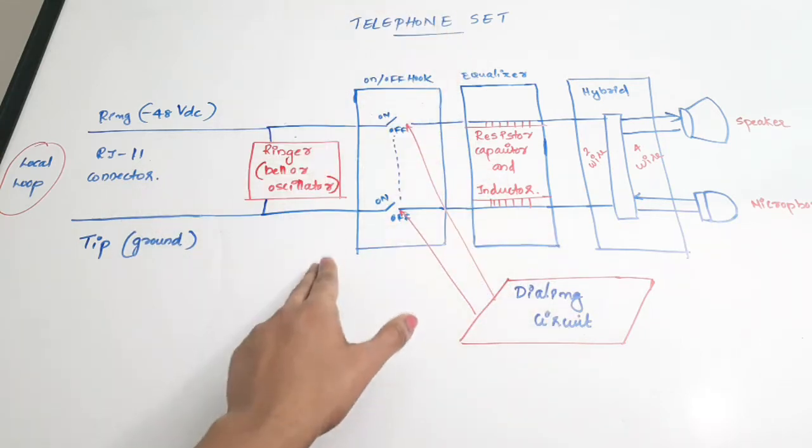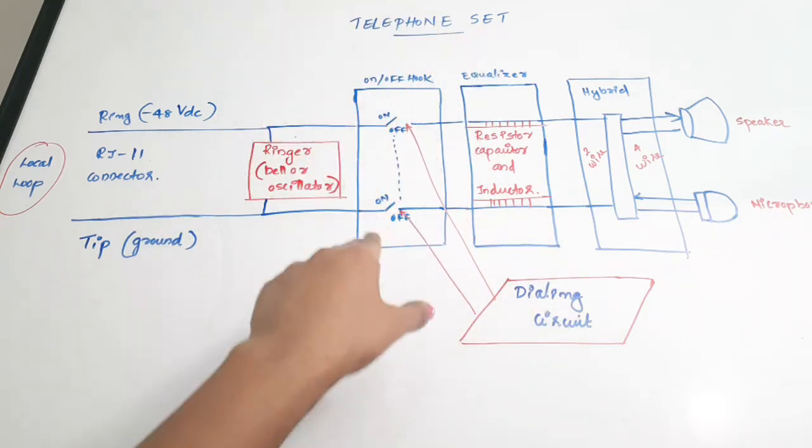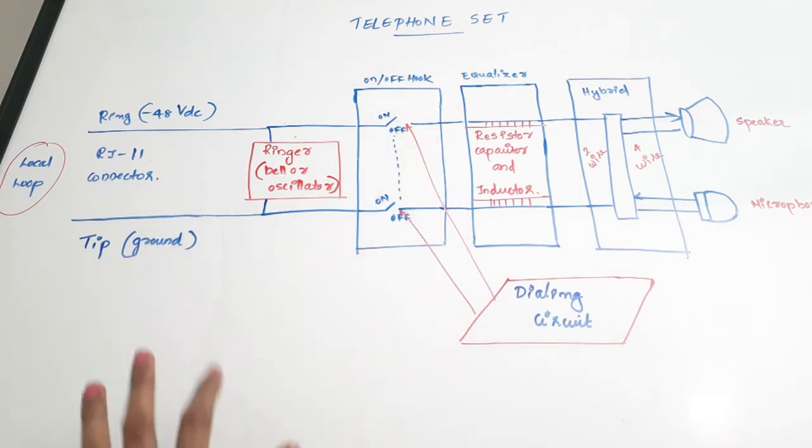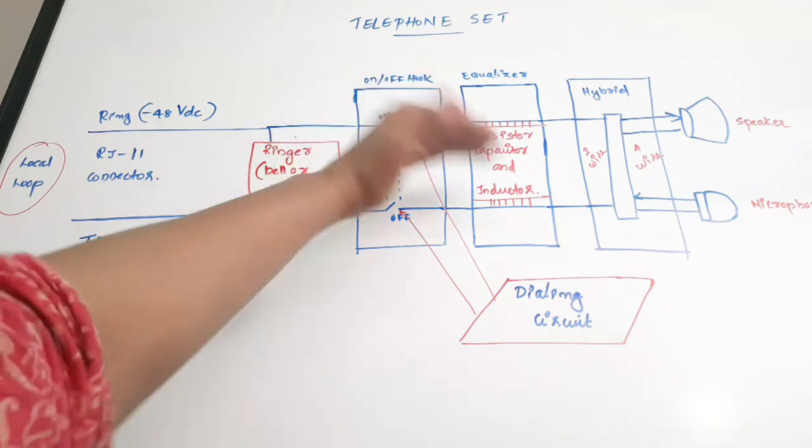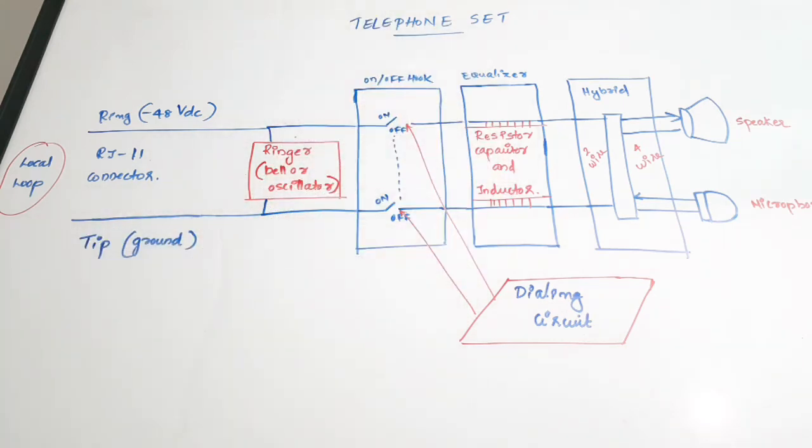And this switch is a single throw double pole switch. That is a TDP switch. I hope it is clear. Very simple to establish the connection. That is the purpose of an on-off hook circuit.